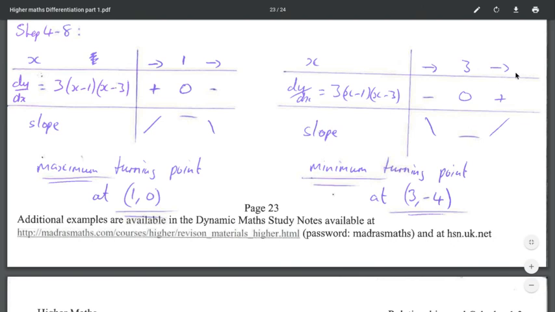And then any value after 3, so let's use 4. It'll be 3 multiplied by a positive multiplied by a positive. So a positive gradient after 3. So it's going to drop, flatten out, and increase. So I'm showing that in my nature table of the slope. All I'm doing is showing it in the correct direction.